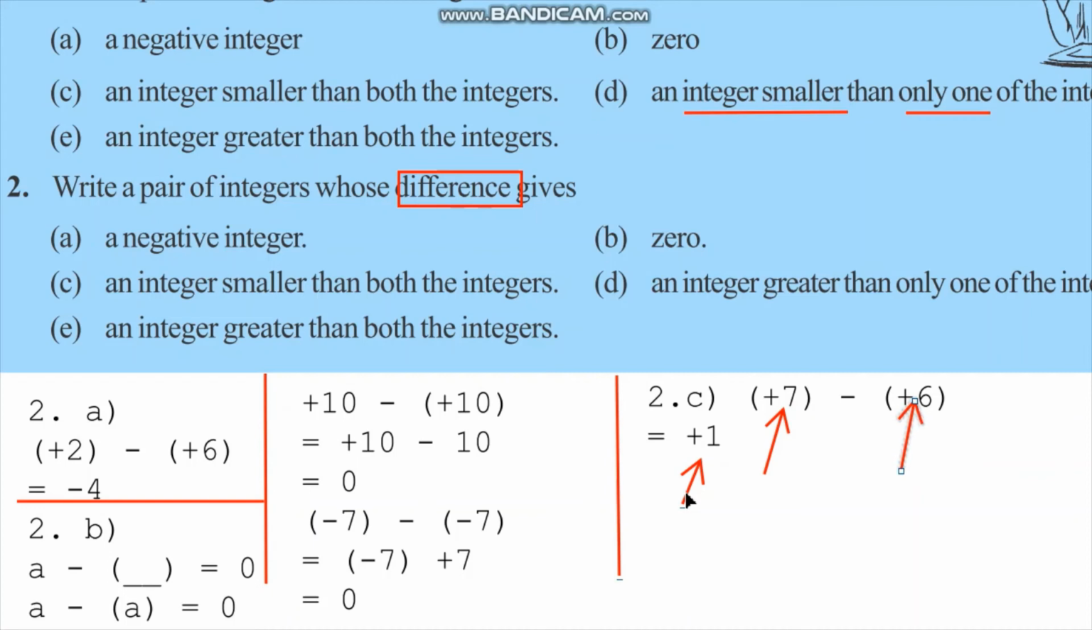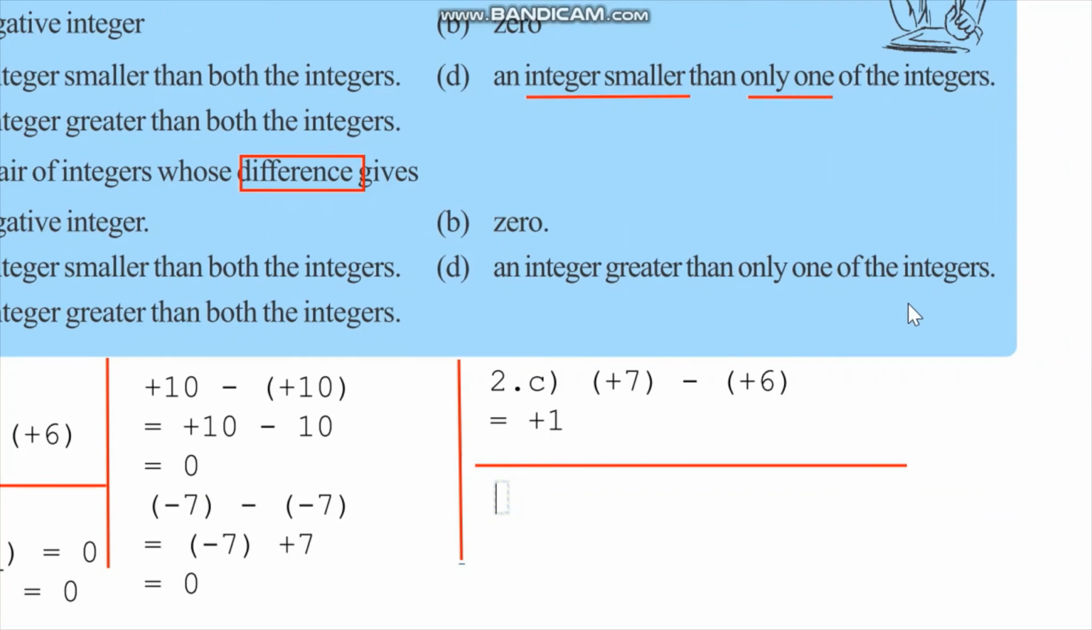Now, let us move on to 2D. I'll just draw a line so we can differentiate between the different problems here. For 2D, we need to find a pair of integers whose difference is greater than only one of the integers. Now you can think about this problem a little bit.